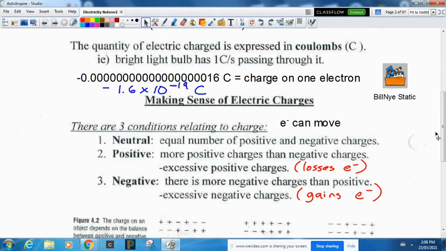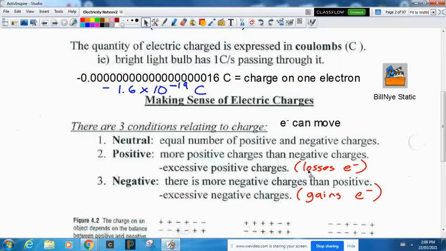Okay, so making sense of electric charge. There's three conditions relating to electric charge, and once again, it's caused by the movement of electrons. Something could be neutral, and if it's neutral, it has an equal number of plus and minus charge. Something could be positive, which means it has more positive charge than negative charge, or if you want, excessive positive charge. We're grade 9, so we know it's electrons that can move around.